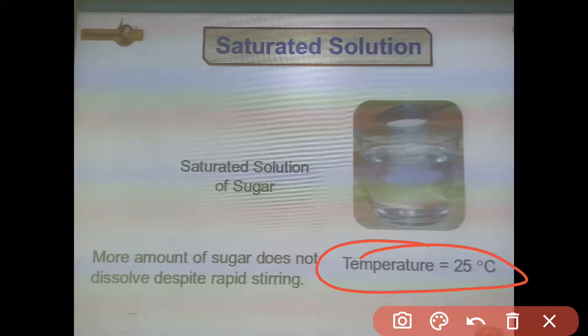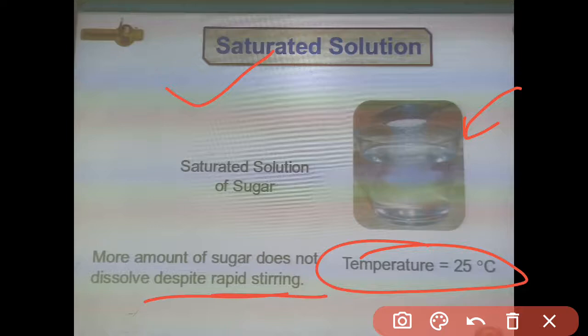There is a normal room temperature, and we keep on adding the sugar in the water as much as we want. But after some time, what will happen? No more sugar will be dissolved in it, even after the rapid stirring. Despite the rapid stirring, no more sugar will be dissolved in it. At that moment, that solution will be called the saturated solution. Until then, it was called the unsaturated solution.